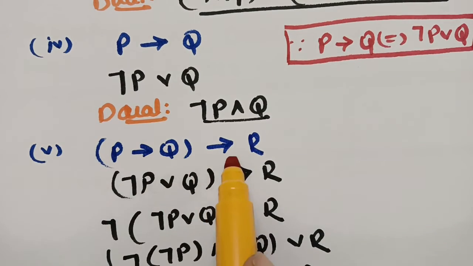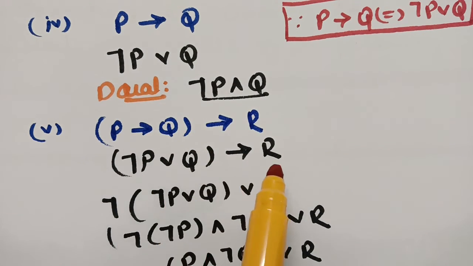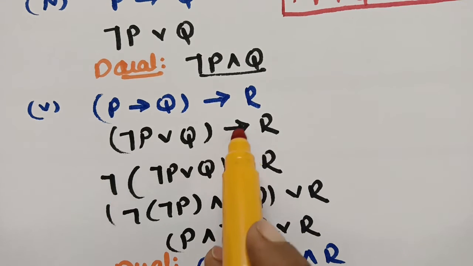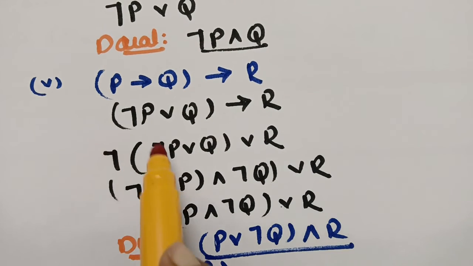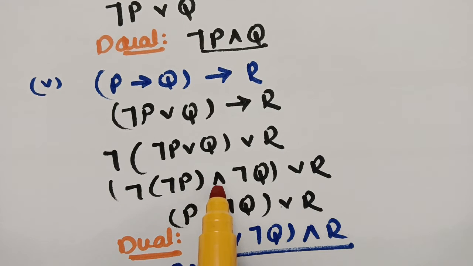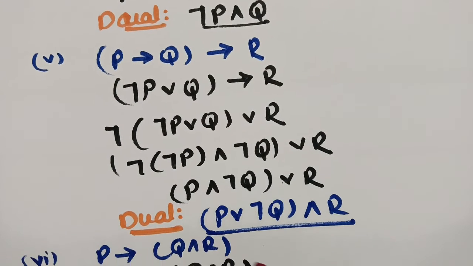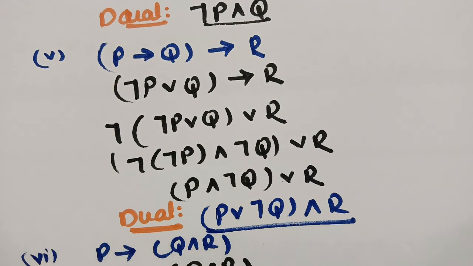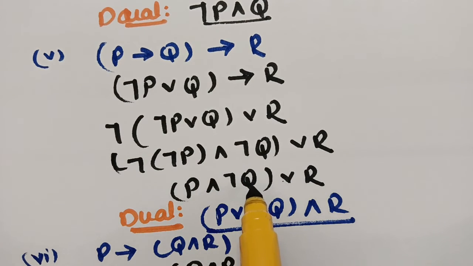And next one, P implies Q implies R. What is P implies Q? Negation P or Q implies R. This is negation of, again there is an implication here, therefore negation of this first term, or R. If you send negation inside, this will be negation of negation P, then or will become and according to our equivalent formulas, and this will be negation Q or R. Negation of negation P is nothing but double negation, it will be P. So P and negation Q or R. Now what will be the dual for this? P or negation Q and R.